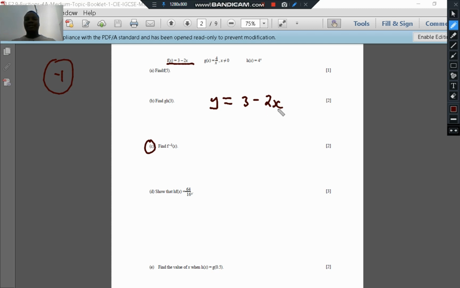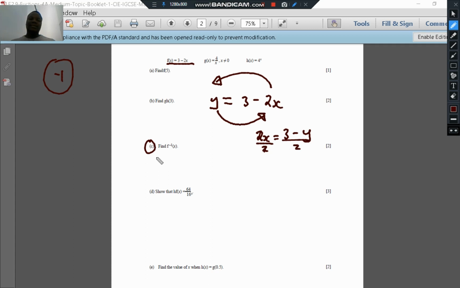Because when we make x the subject of the formula, it means we're almost done with finding the inverse of a function. So in this case, because we are trying to make x the subject of the formula, we're going to transpose the variable with x and the other variable, which is y, on opposite sides. So if we transpose x on the other side, we're going to have 2x equals 3 minus y. Now, we are trying to make x the subject of the formula here, so we divide by 2.